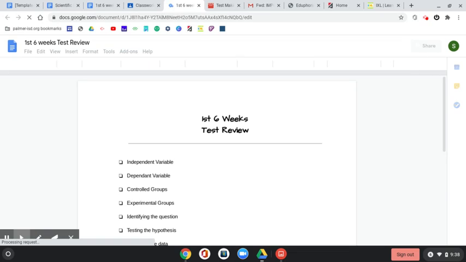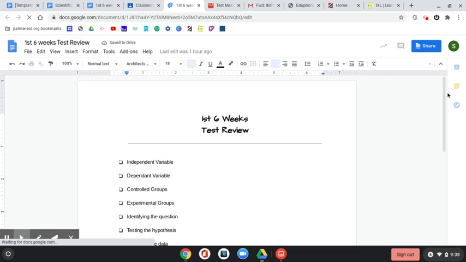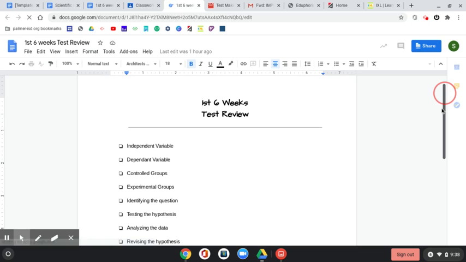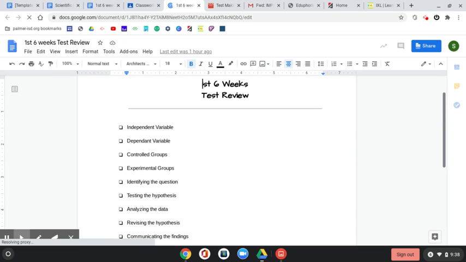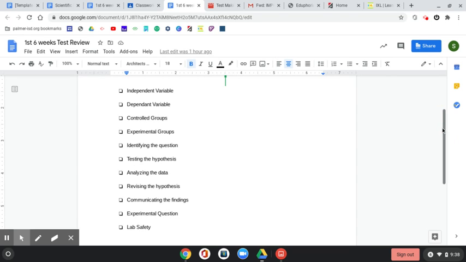Okay, now you may think this looks like a lot. You need to know what an independent variable is, what a dependent variable is, what a controlled group is, and an experimental group. You should have practice with these because of IXLs, and we did them in your notebook. You also need to know how to identify the question in a paragraph, testing the hypothesis, analyzing the data, revising the hypothesis, communicating the findings, and what the experimental question is.